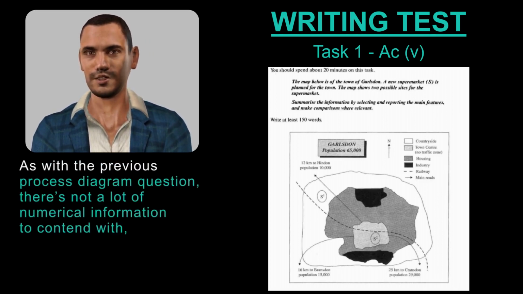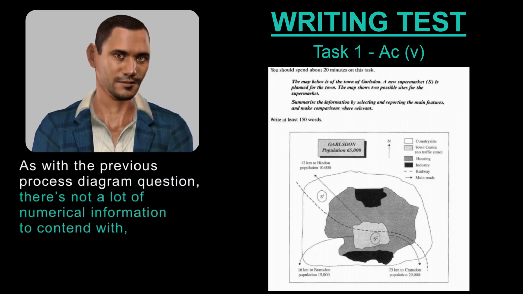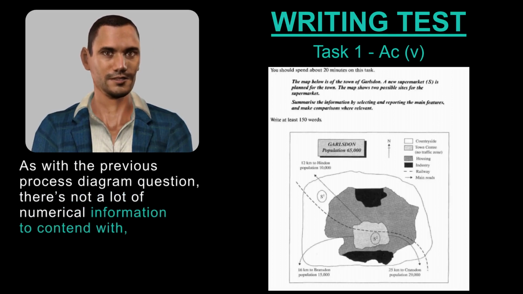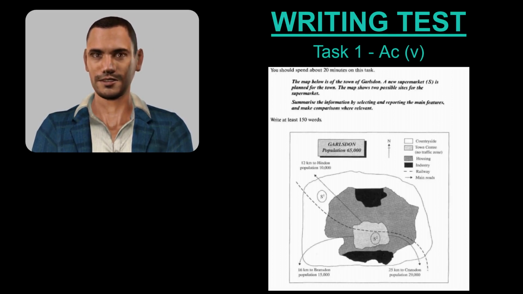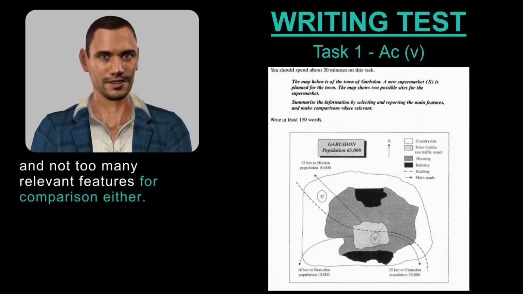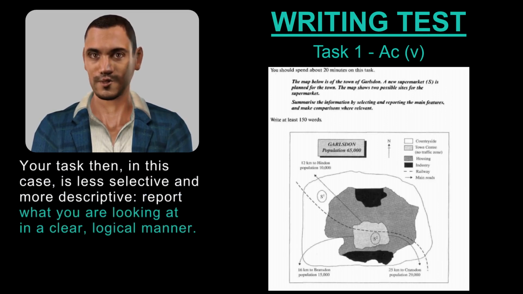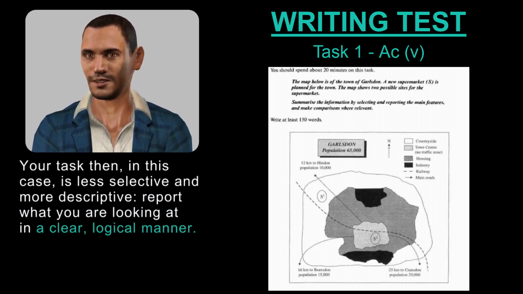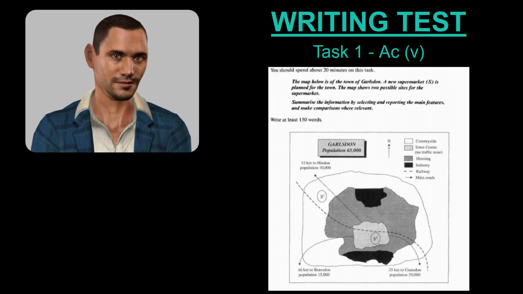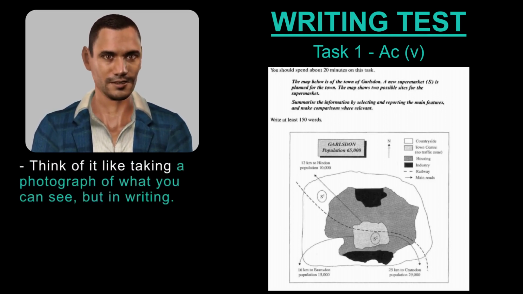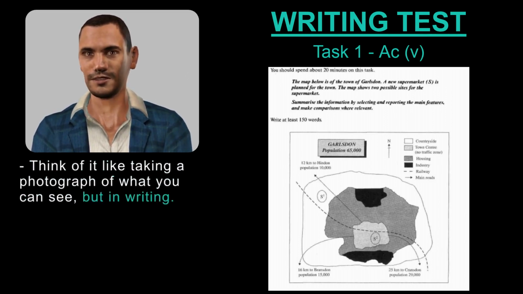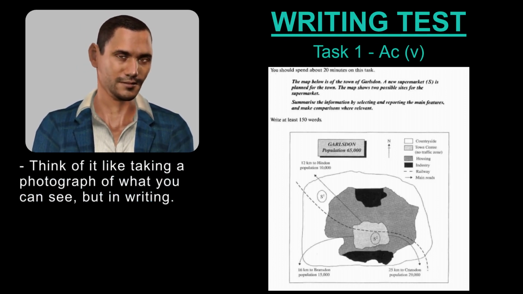As with the previous process diagram question, there's not a lot of numerical information to contend with, and not too many relevant features for comparison either. Your task then, in this case, is less selective and more descriptive. Report what you are looking at in a clear, logical manner. Think of it like taking a photograph of what you can see, but in writing.